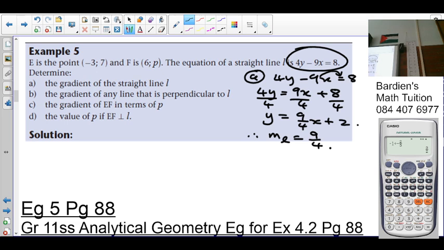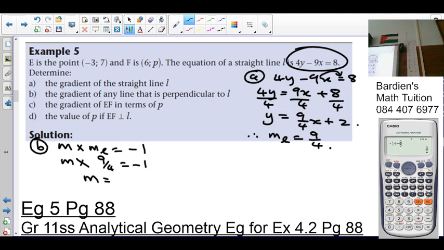Okay. You guys okay? The B part of the question says the gradient of any line that is perpendicular to L. So the gradient of any line which is perpendicular to L. So what do we know then? The gradient of that line times the gradient of L is equal to negative 1. Not so? So we got the gradient that we're looking for times 9 over 4 is equal to negative 1.